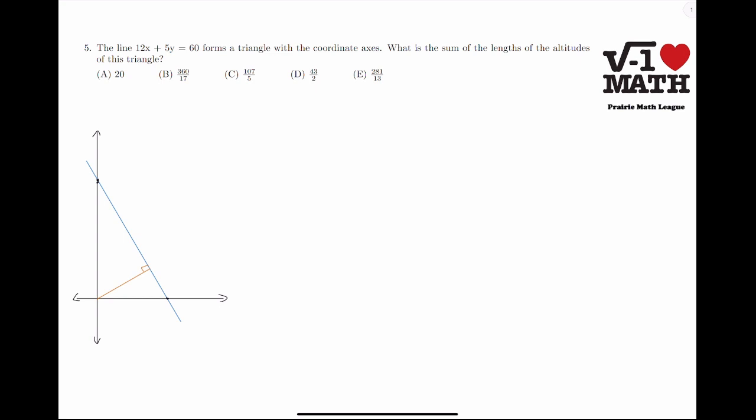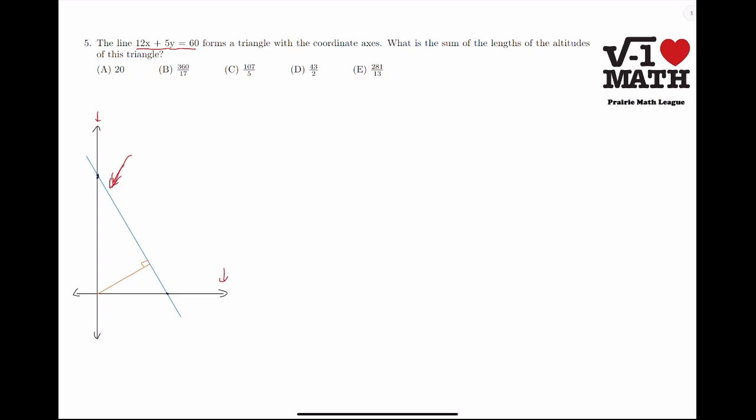League. For problem number 5, we have a line with equation 12x plus 5y equals 60. Now this forms a triangle with the x and y coordinate axes, and we wish to find the sum of the lengths of the altitudes of the triangle. So here we have our triangle, which is formed by this line over here and the coordinate axes.